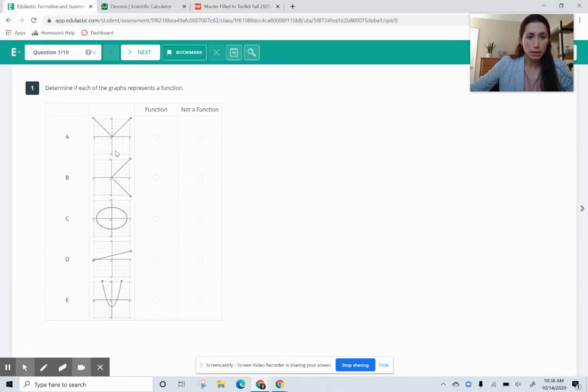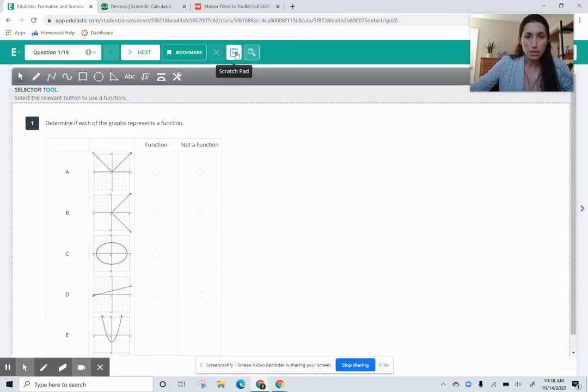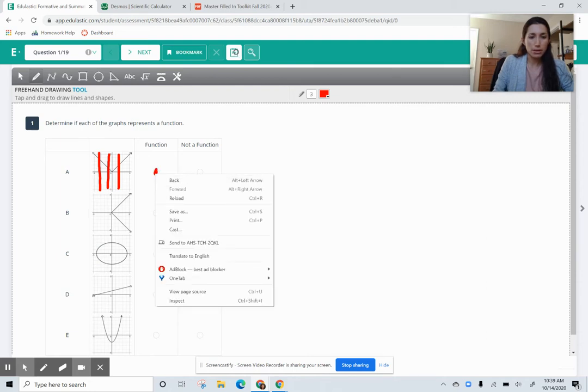Now, I'm just going to use my scratch pad so you can see some of the lines that I'm drawing in. If I were to draw a vertical line pretty much anywhere on this graph, it is not going to intersect the graph more than once. So that is a function. I'll check my answers in just a moment.